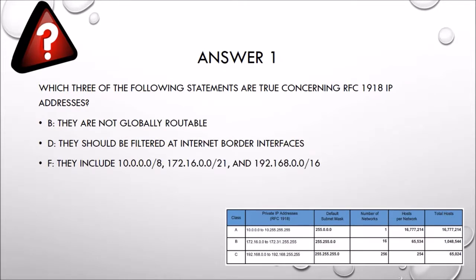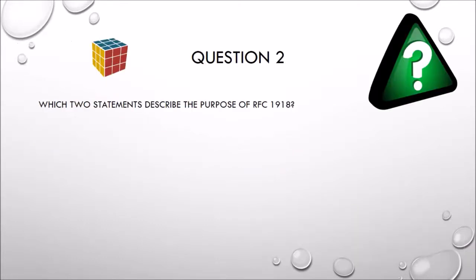The IP subnets specified in RFC 1918 are not globally routable. Since these addresses are not globally routable, they should be filtered at Internet Border Interfaces. And the IP subnets that RFC 1918 refers to are 10.0.0.0/8, 172.16.0.0/21, and 192.168.0.0/16.